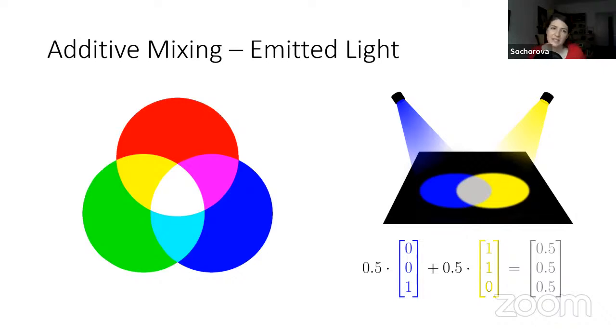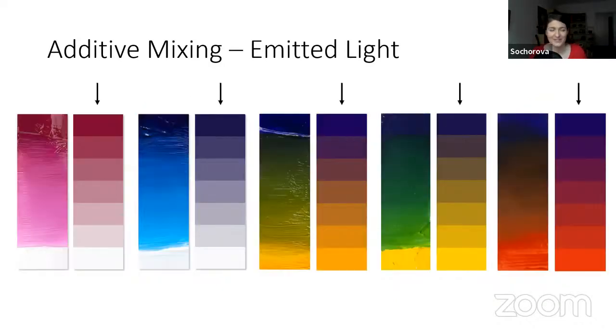And additive mixing is basically a weighted linear average. And if you make an average of blue and yellow in RGB, you really do get gray. It's correct for emitted light from a computer screen, for example, but that's not how paints behave, as you can see from this slide. So, using additive mixing in a painting software seems wrong.